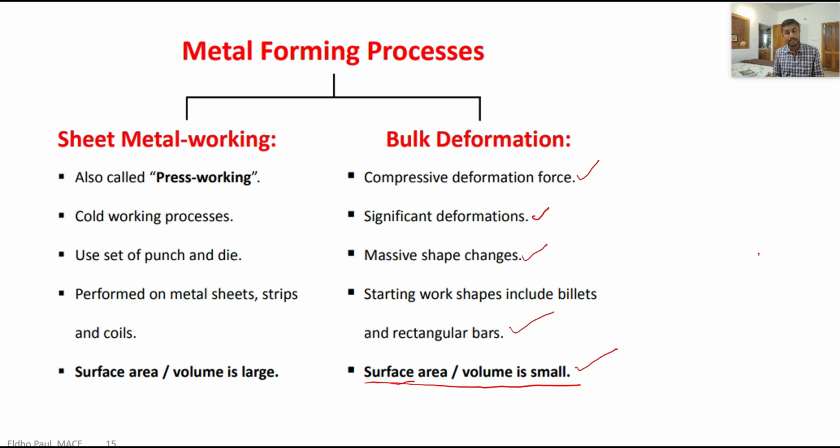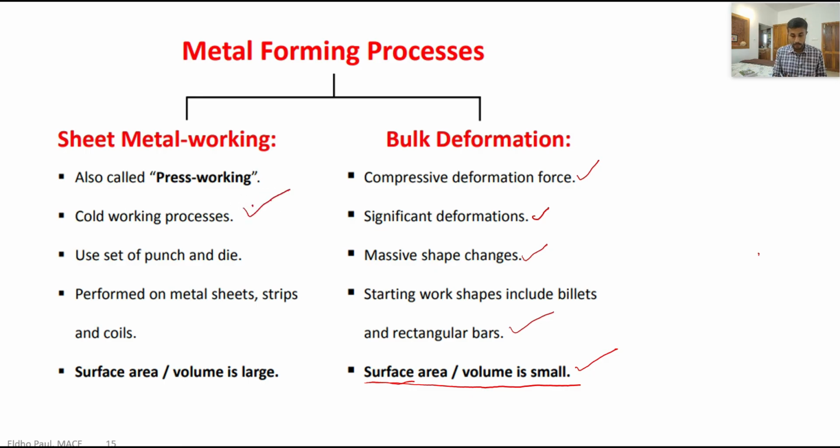But in the case of sheet metal processes, another name is press working operation, because we are not changing the thickness of the raw material. We just change the shape of the sheets. Commonly it is a cold working process.